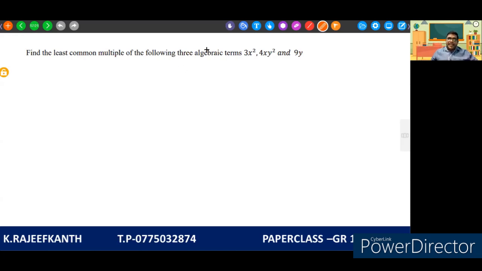So here the LCM for 3, 4 and 9 is 36. Here this is x to the power 2, here x to the power 1, here x to the power 0. So we have to take x to the power 2. Then here y to the power 2, y to the power 0, y to the power 1. Then we have to take y to the power 2. Then the LCM is 36 x squared y squared. So directly we can write the answer. No need to write any steps, right?